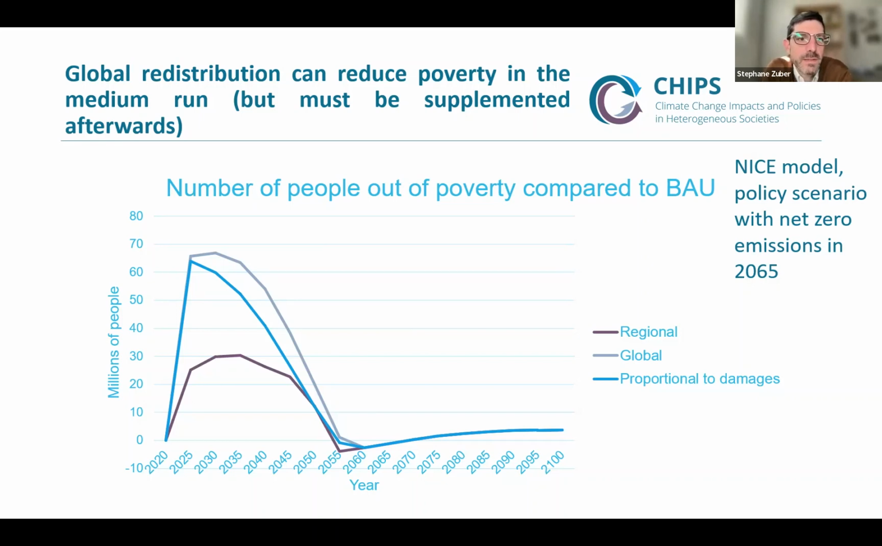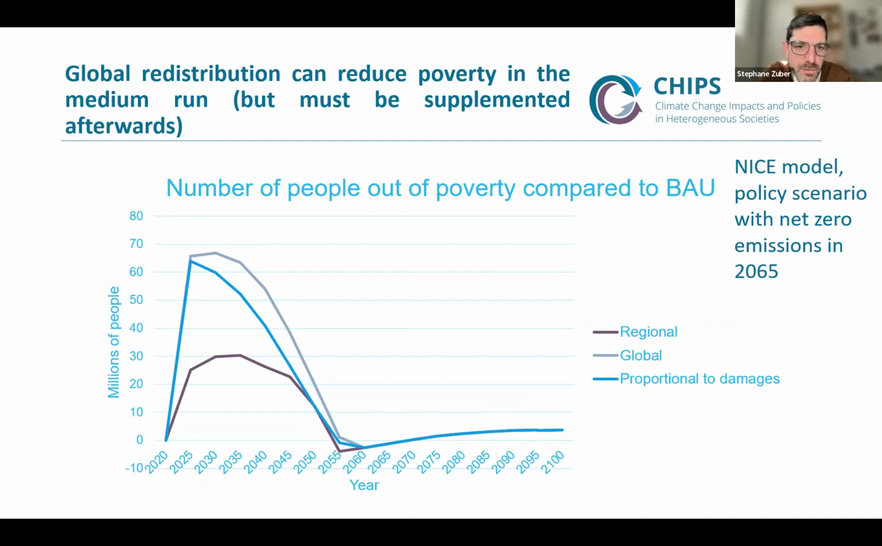So what we see here again is that there are large benefits of redistribution of a global carbon tax to reduce poverty in the medium run. So it's like 70 million people. So it's very large for the global or proportional to damages cases. And so if you do this redistribution, there are these very large benefits in terms of poverty that you can achieve.